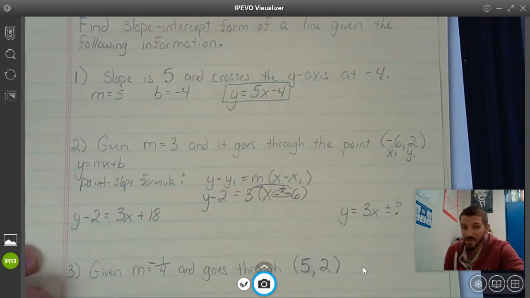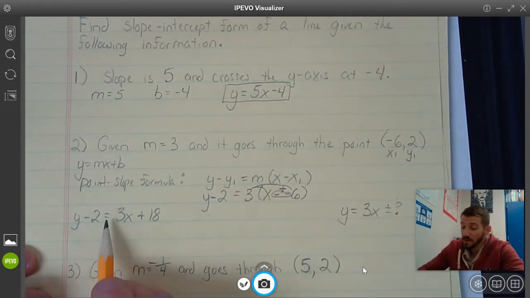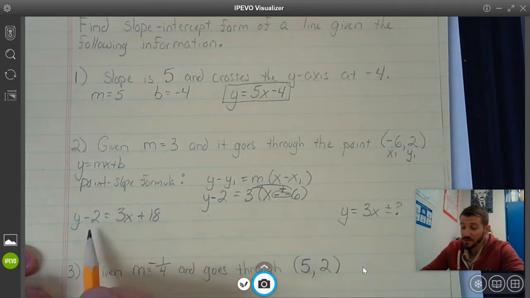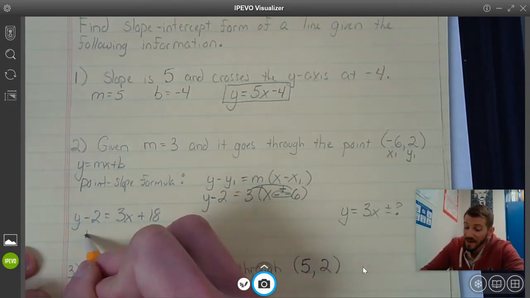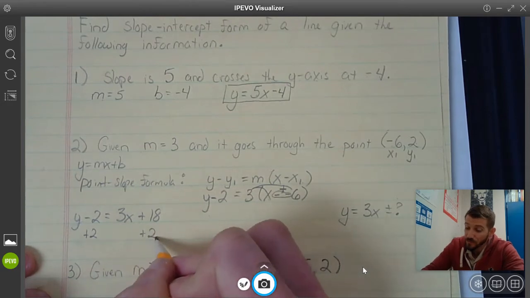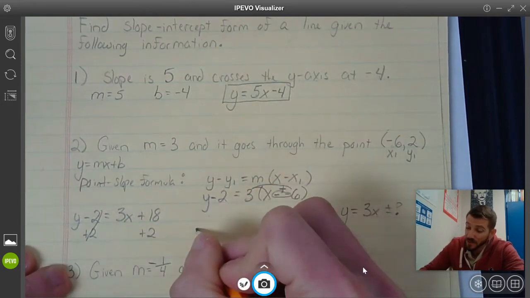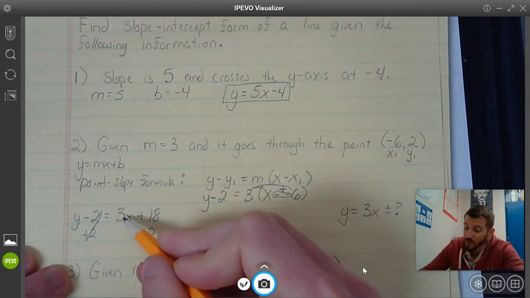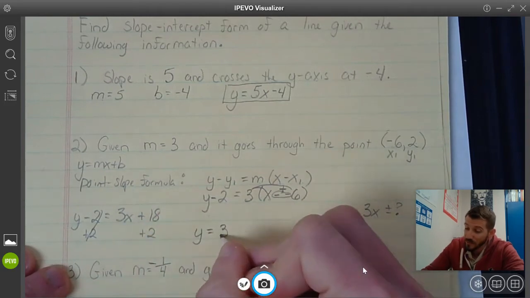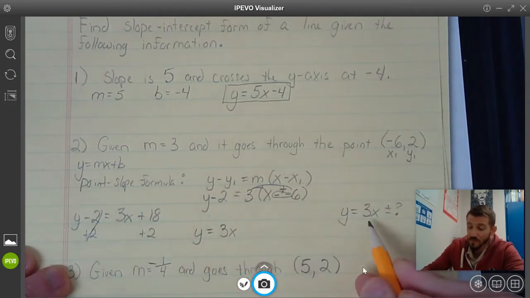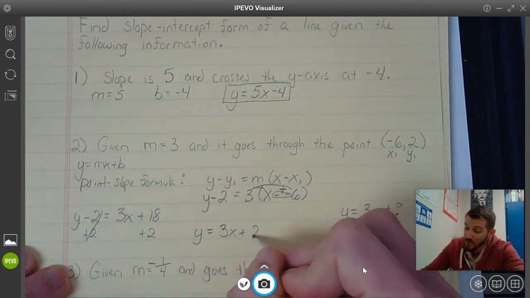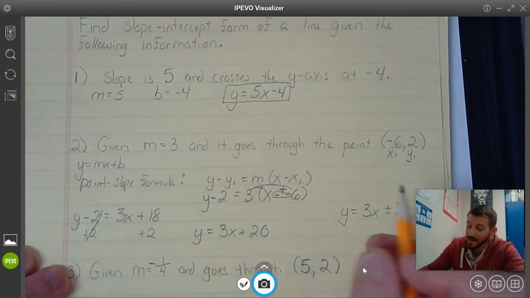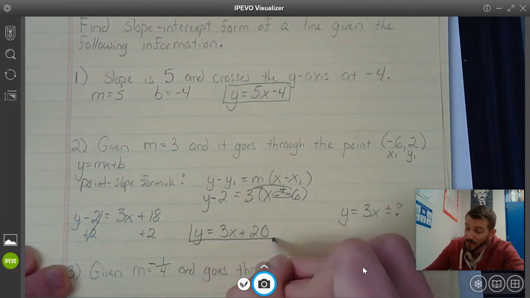The final step, you want to get y equals mx plus b. So you just have to get rid of the negative 2. You get rid of minus 2 by adding 2 to both sides. So final answer, y equals 3x. Remember, we already knew that. 18 plus 2 is 20. That's the part that we did not know. And that's your final answer.